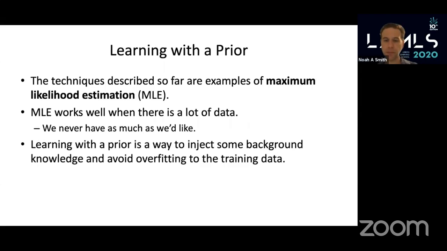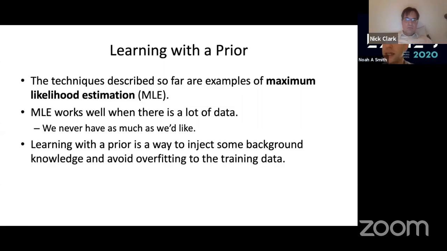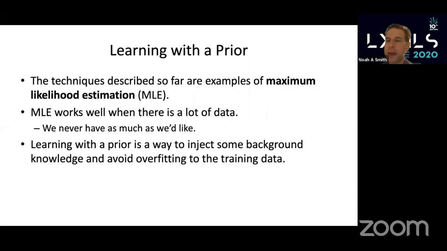One way to inject some background knowledge into our HMM learner, or really any learner, is to construct a prior. There are many reasons to talk about priors, and this is not going to be a lengthy lecture on why you might consider being Bayesian.